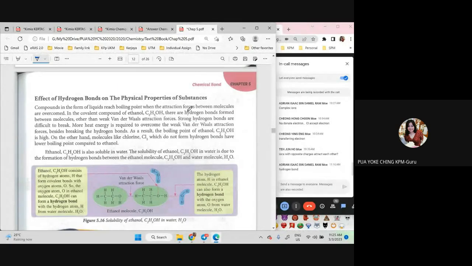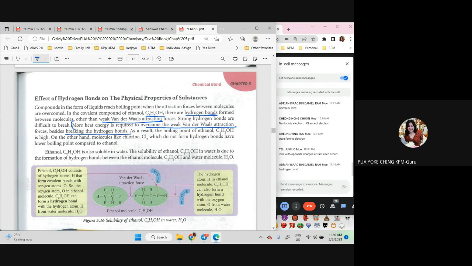Compound in the covalent compound, there are hydrogen bonds formed. Dalam C2H5OH ada hydrogen bond form juga berselain weak van der Waals force. Okay. So, more heat energy required to overcome the weak van der Waals and also break the bond.